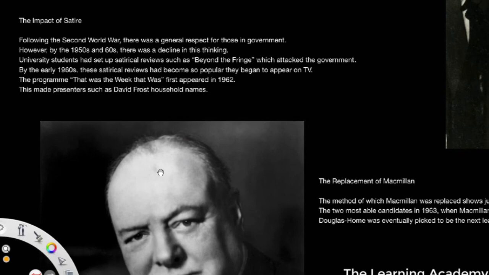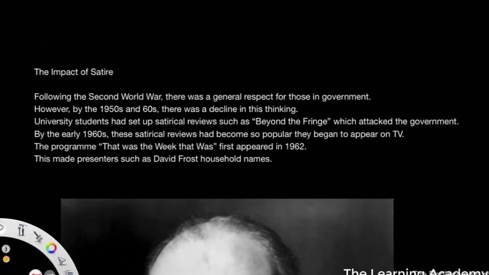Following the Second World War, we can see that in society there was a general respect for government, and this reflects the kind of patriotism that existed across most of the world at this time, because Britain was one of the main allies leading to the victory in the biggest and most destructive war in human history. So of course there is a certain sense of patriotism. However, this general respect for government and for political figures began to wear off in the 50s and 60s.